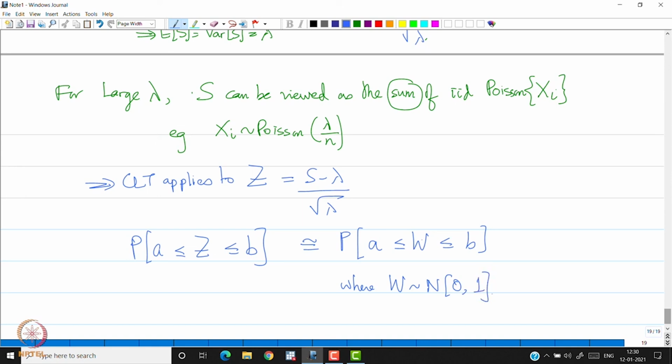So this is very useful, because once again this is a Gaussian probability, which is available in a computer, in any software package. It can be used to find this Gaussian probability, and this is a good estimate of the interval probability on Z.